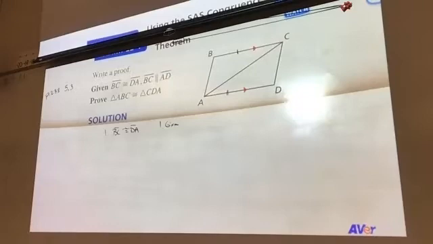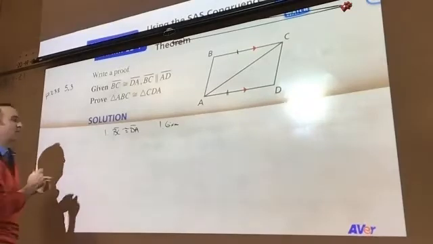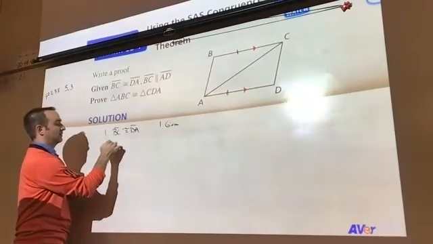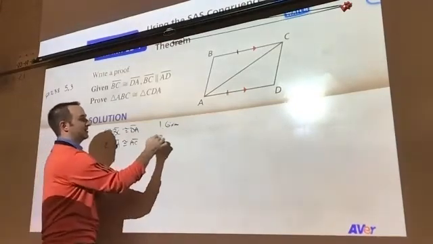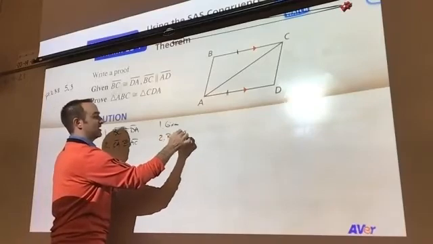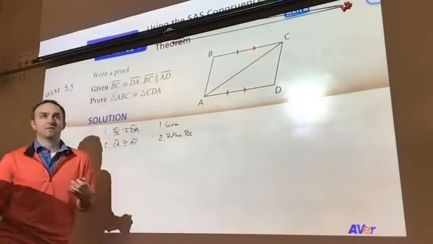I need another pair of sides, and I need an included angle. What other pair of sides could I say are congruent? Addie? CA and AC. And what's the reason there, Addie? Reflexive. There you go. CA and AC, that is reflexive because they are the same exact line. They're the same segment.